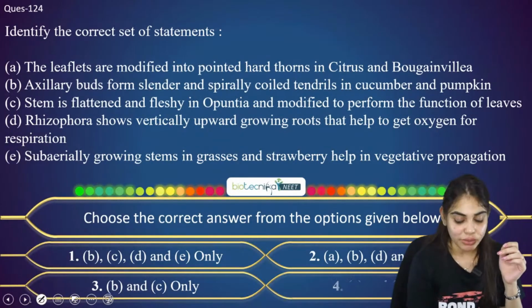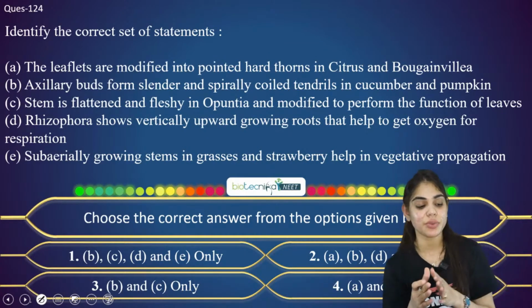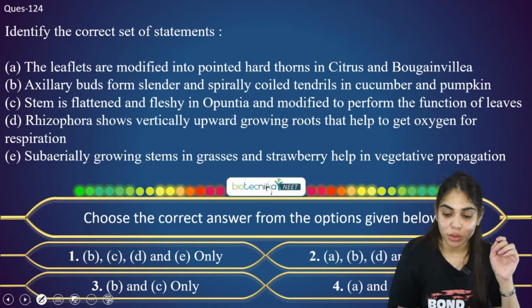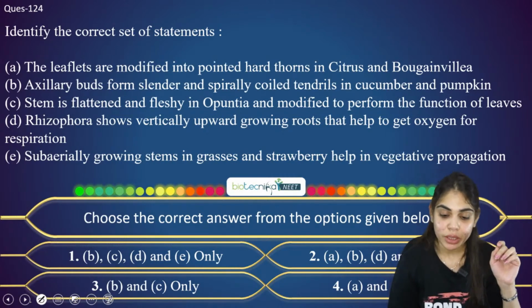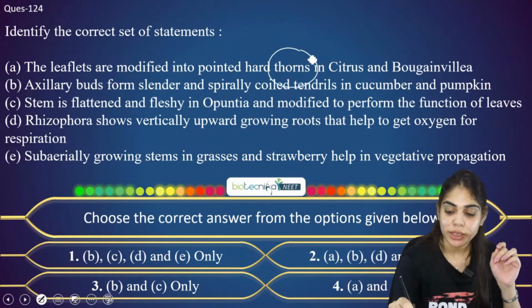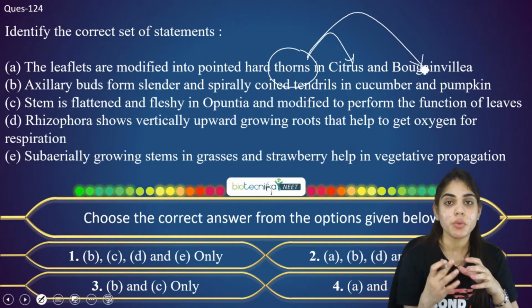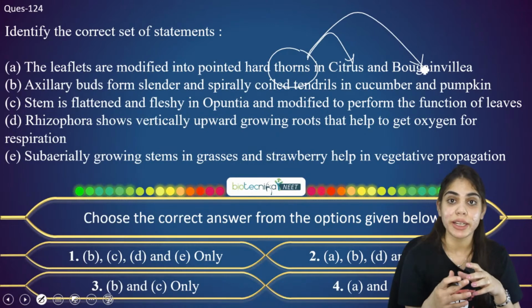Now you have to identify the correct statements among these 5 statements given below. The leaflets are modified into pointed hard thorns in citrus and bougainvillea. Now you know thorns means kaate. They are present in citrus and bougainvillea, but how are these thorns made? What part of the plant is modified into thorns?